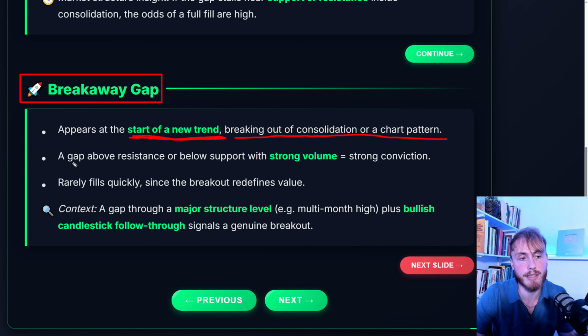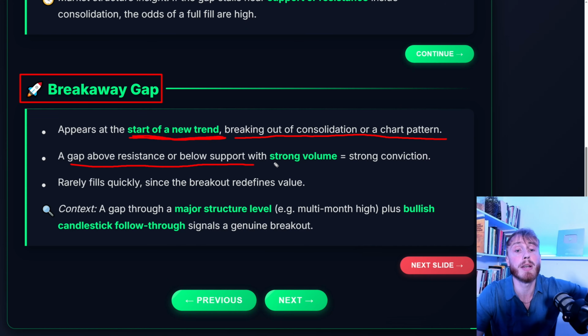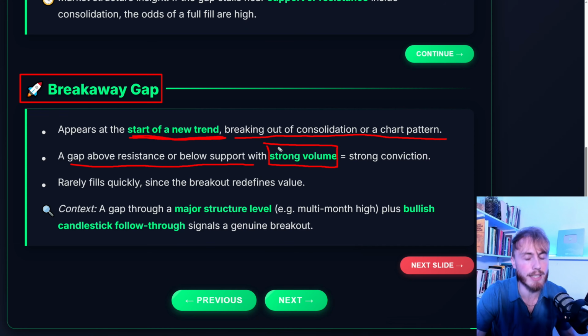And what is common to all breakaway gaps is that we gap above a resistance or below a support. And one important thing that we want to see in order to really confirm that this is a true gap is strong volume, because the more volume we have, the more market participants are agreeing that we're talking about a strong move. These gaps, when we see a real breakaway gap, they rarely fill quickly, and sometimes they don't even fill at all.